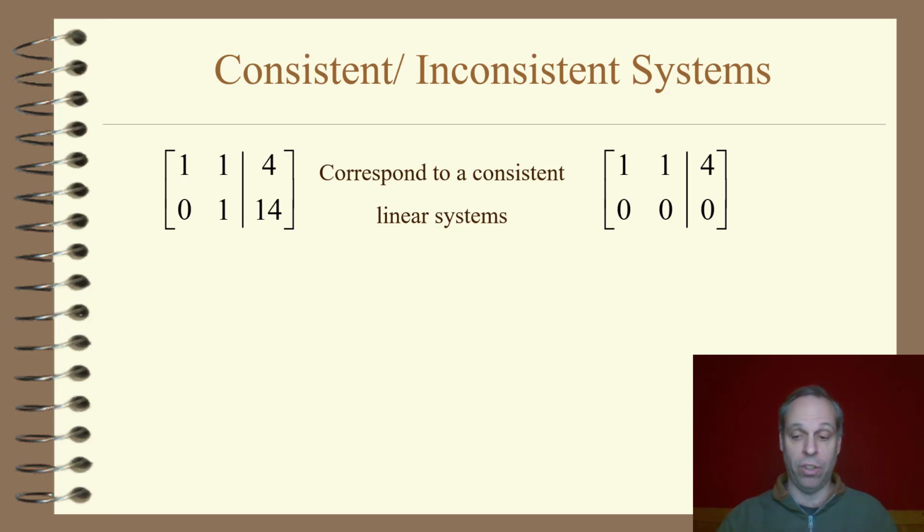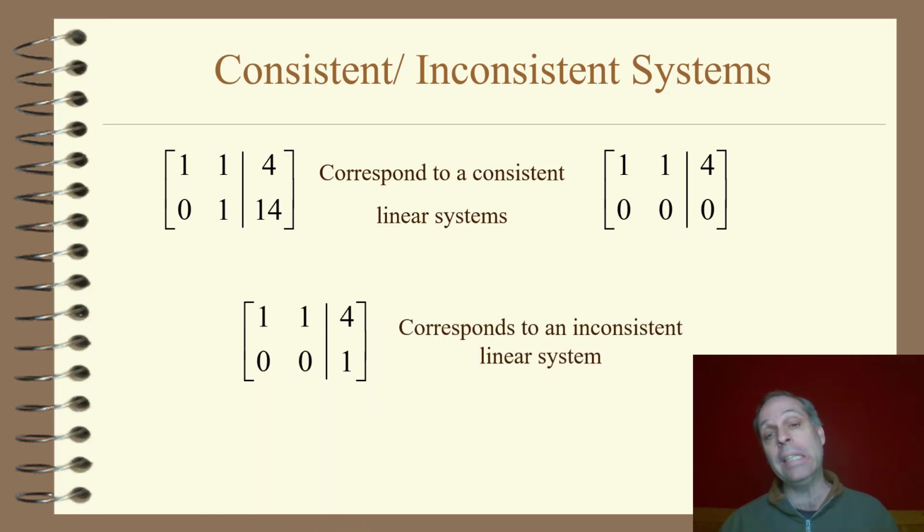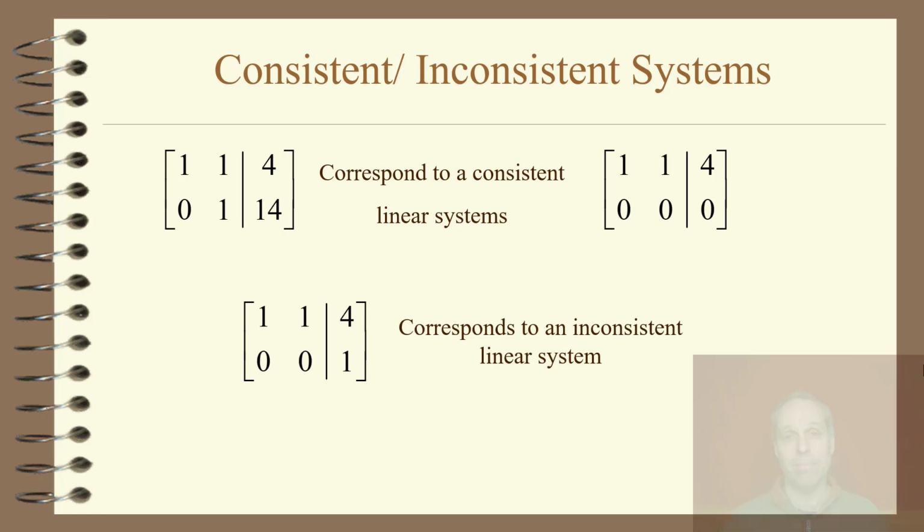But as long as there's no leading entry in the last column, then there will be a solution, and the system was called consistent. For example, here, this would be an inconsistent system, because the very last row, if you turn it back into an equation, would be 0 equals 1. And that's impossible. So then it's pretty obvious once you get down to a row echelon form whether the corresponding system is consistent or not.